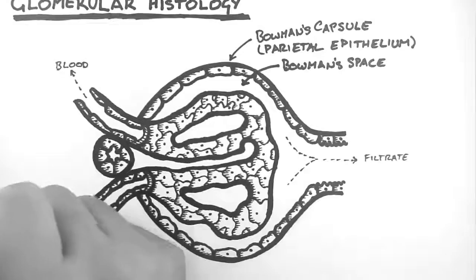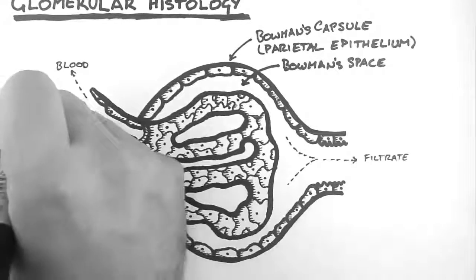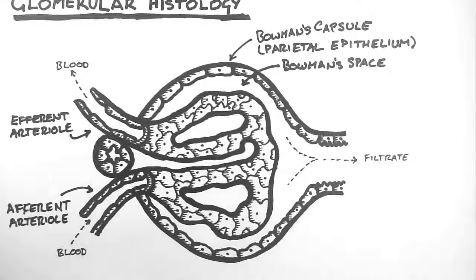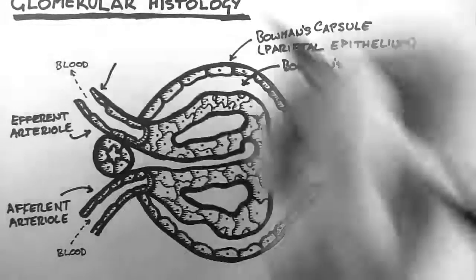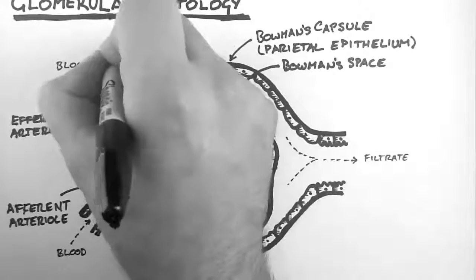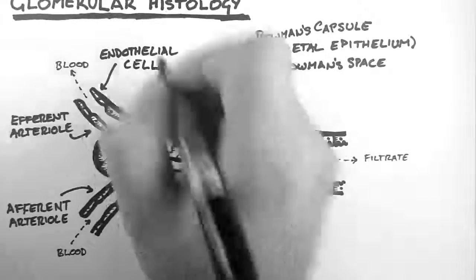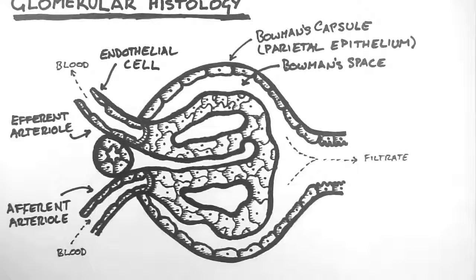As we discussed in the last tutorial, these are the afferent and efferent arterioles, and they can constrict and dilate in order to regulate the rate of filtration, known as the glomerular filtration rate, or GFR. And like all blood vessels, these arterioles are lined by endothelial cells, not to be confused with epithelial cells. They are a completely different type of cell and have a different embryological origin.